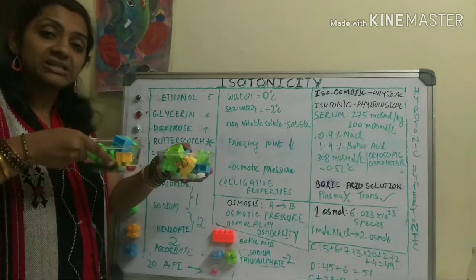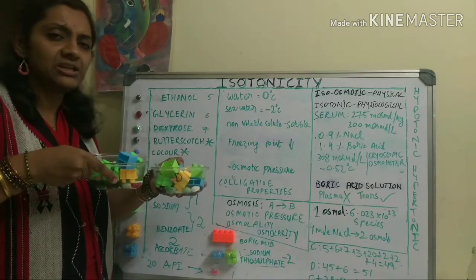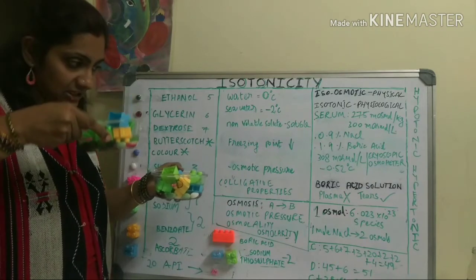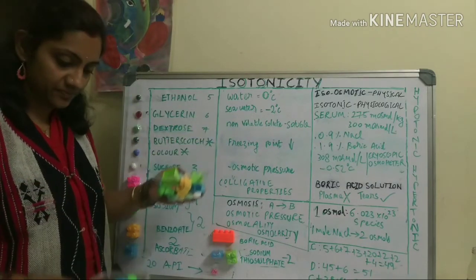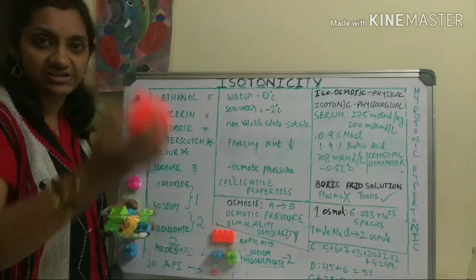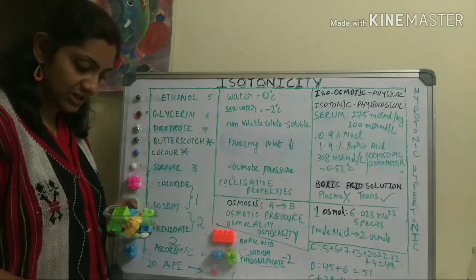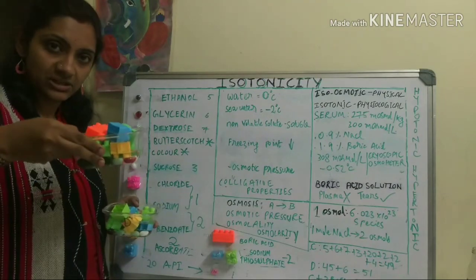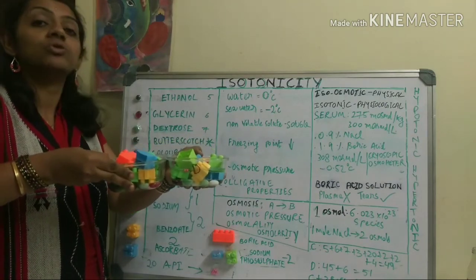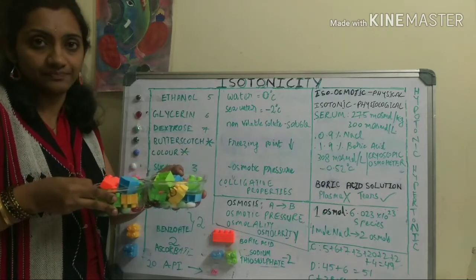So if I have to make C and D isoosmotic, I need 2 more species added to C, because C is 49 and D is 51. I choose boric acid. One boric acid is giving only one entity, right? So this is C with boric acid, this is D without boric acid. Both are isoosmotic because they have the same number of species in the solution.